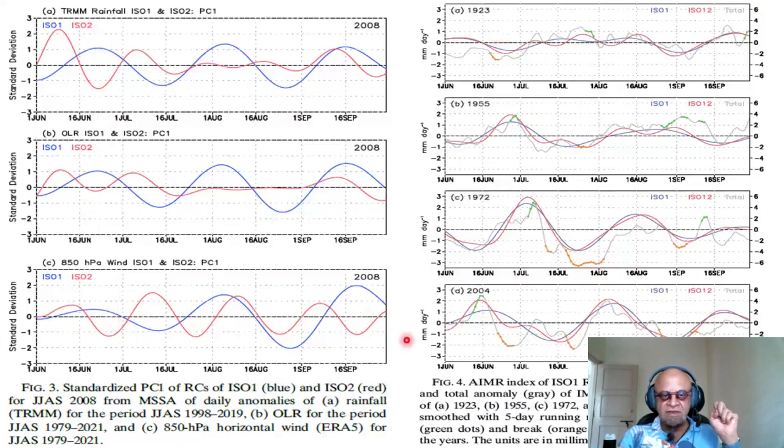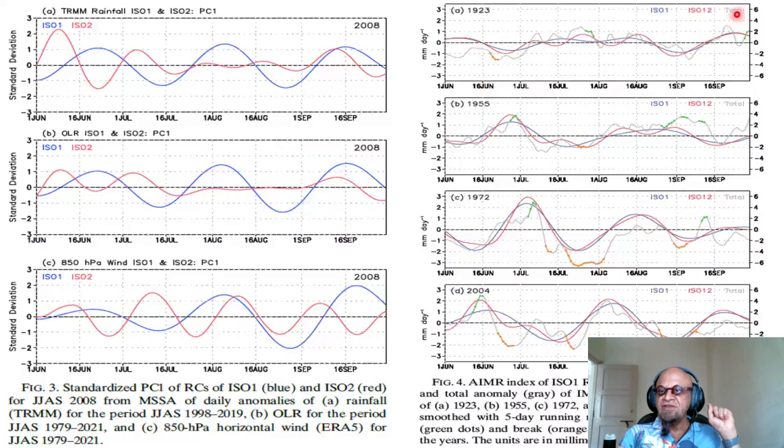Different years here. This is figure 3 looking at standardized PC1 of RCs of ISO 1 and ISO 2, and this is looking at the AIMR index of ISO 1 and ISO 2 plus ISO 1 plus 2 RC. So these are essentially regressions. Lots of statistical analysis is done to argue for the new paradigm, which we will read in the summary to become more clear. I'm just plowing through the figures because it shows you how many details there are, and if you want to follow up, you can follow up.